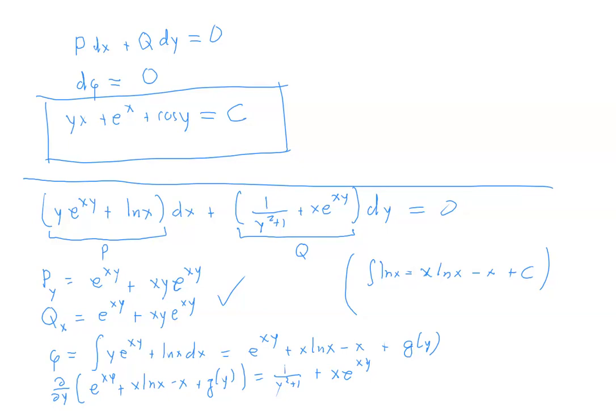Okay, and now let's go over to the other page, and we will have that x e to the xy plus g prime of y is equal to 1 over y squared plus 1 plus x e to the xy. This gives you that g prime of y is equal to 1 over y squared plus 1.